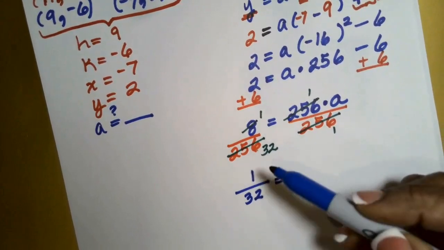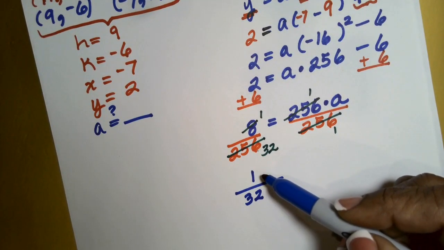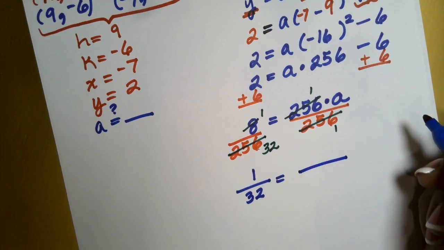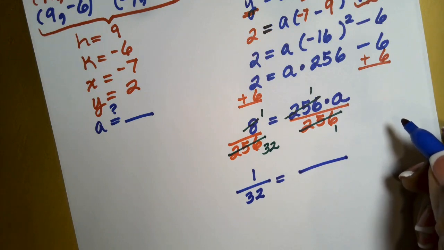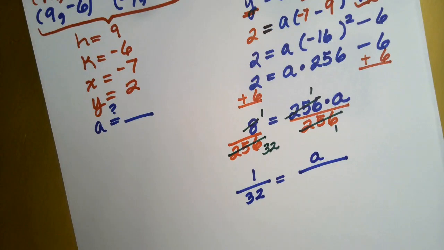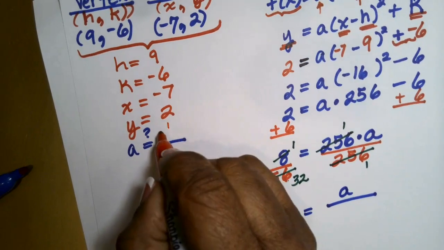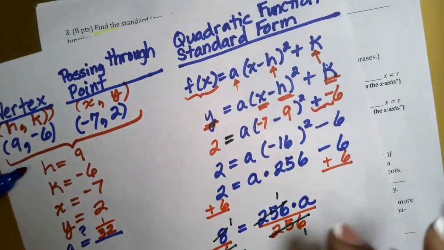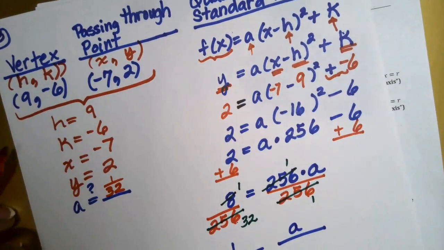We cannot disregard this numerator of 1. Numerators of 1 are not understood. We have to keep it. And on this side, we have 1 over 1, which equals 1. 1a is simply a. So we have found what a equals. A is 1 over 32. So now we have the three variables that are needed to plug in to write this quadratic function that we're looking for.